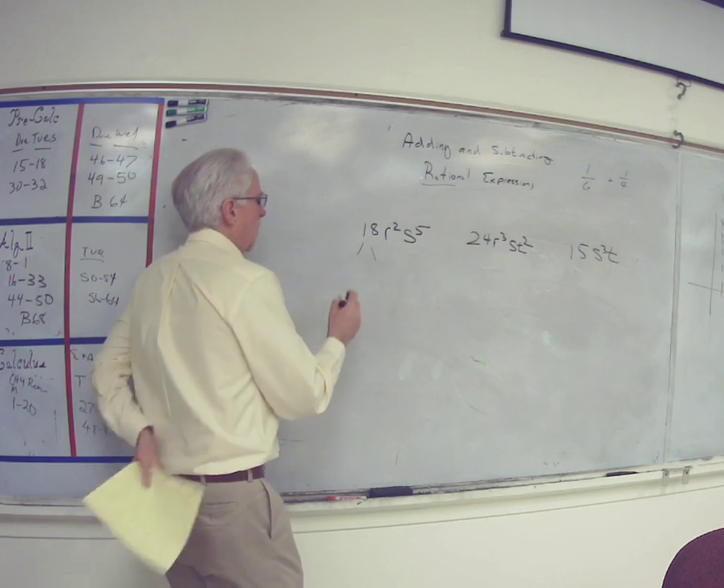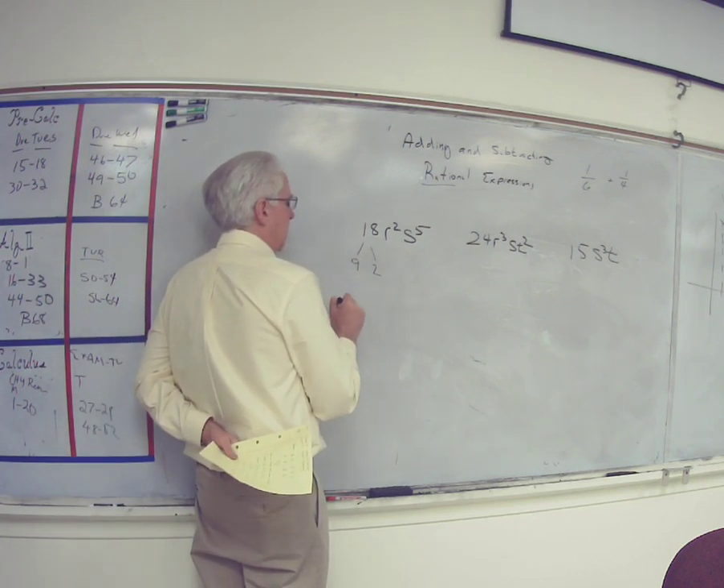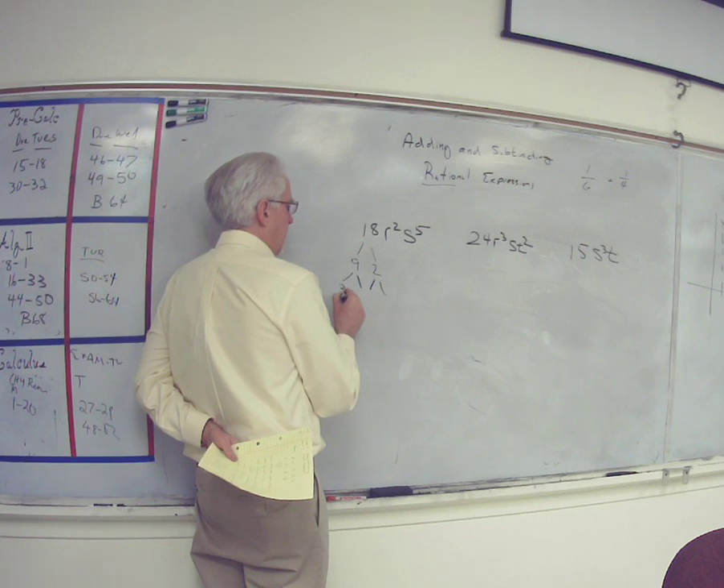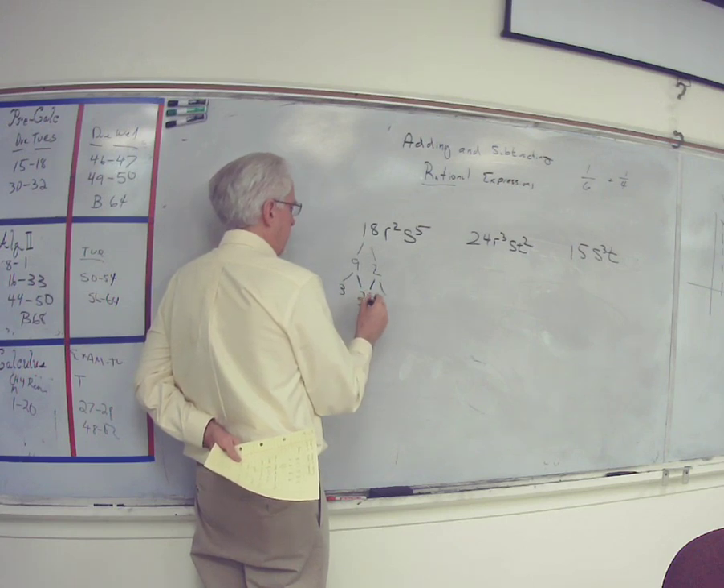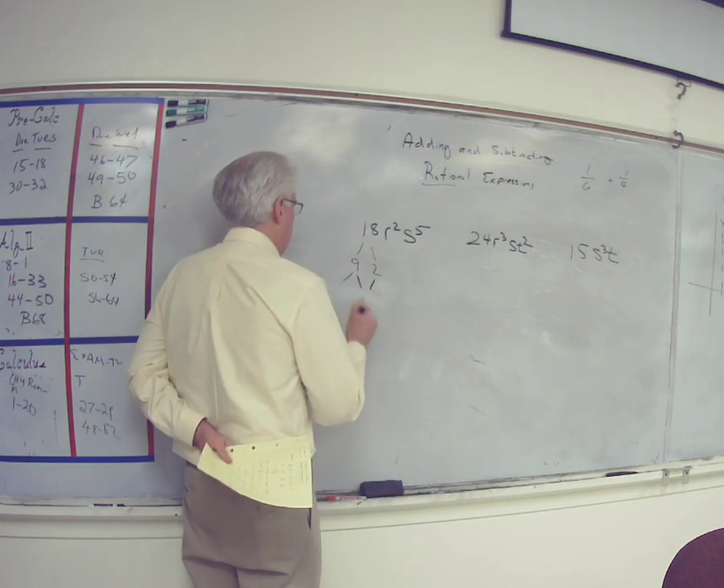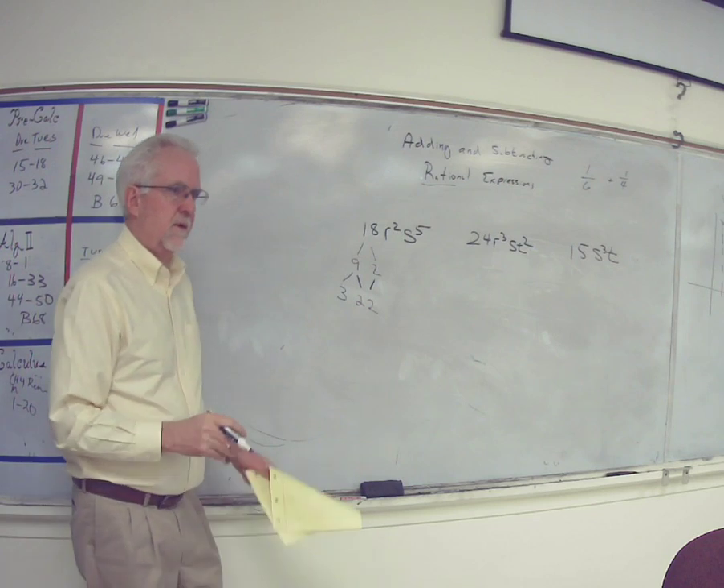An 18 is what? 3 and 6. It's 9 and 2. Do I stop there? No. 9 is 3 and 3, and a 2, right? So a 3, 3, and 2. Can I go any further?